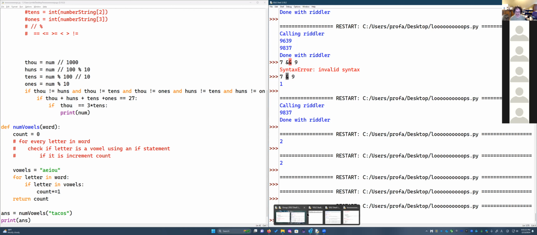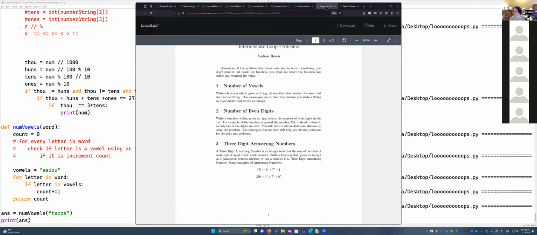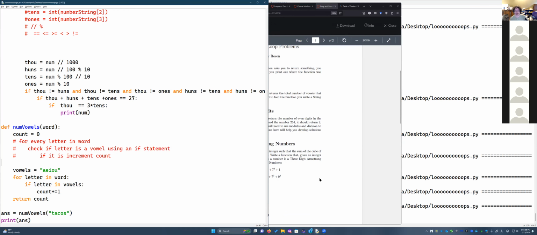Now, let's go ahead and look at, since we have 15 more minutes, number of even digits. Write a function which, given a digit, returns the number of even digits in the integer. So how do I tell if a number is even, first off? How do I tell if a number is even?